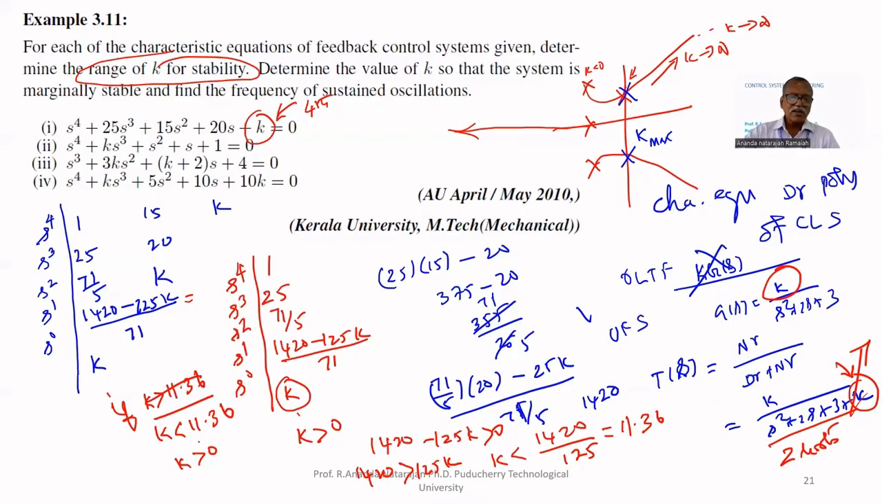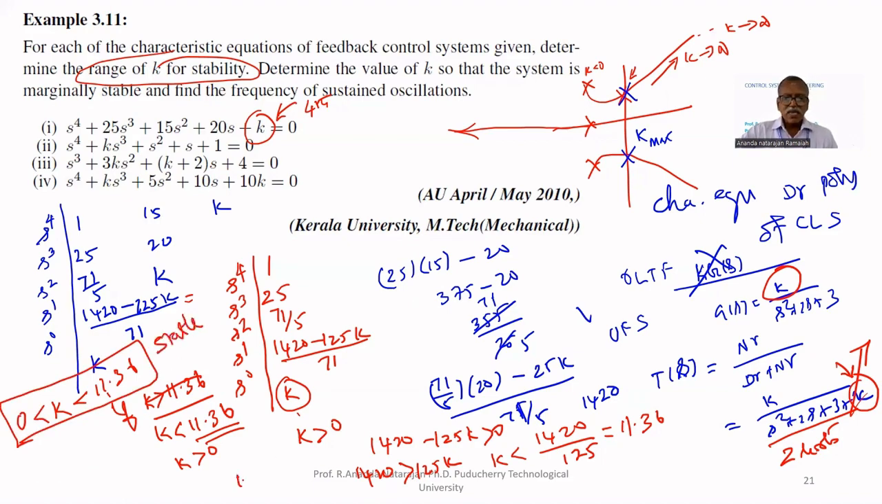If it is exactly 11.36, can you tell me the decimal places? 11.36. Very good. So the range of k is asked. The range of k is that it should be less than 11.36 and greater than 0. For 0 to 11.36, the system is stable.